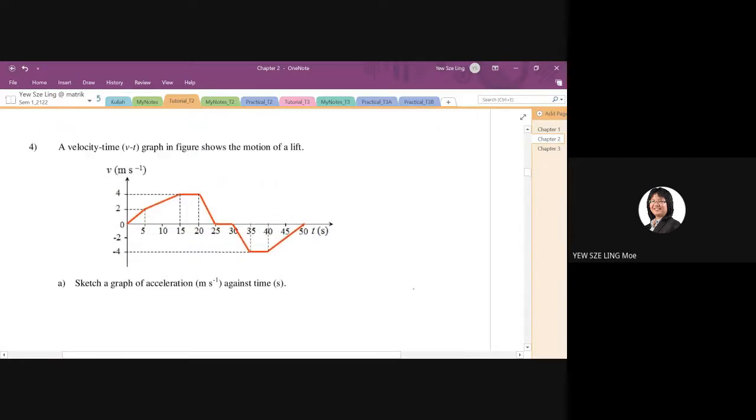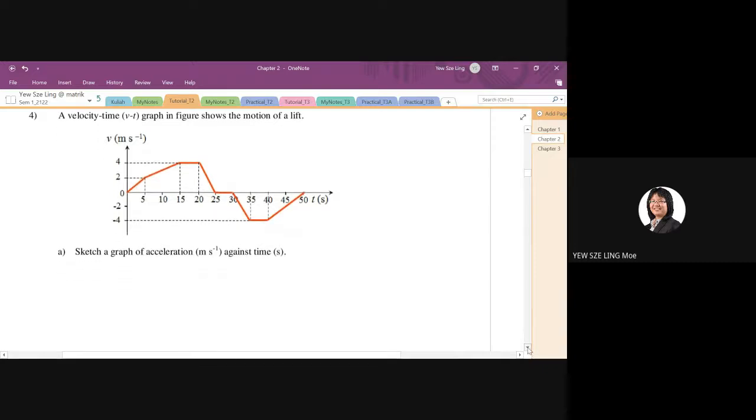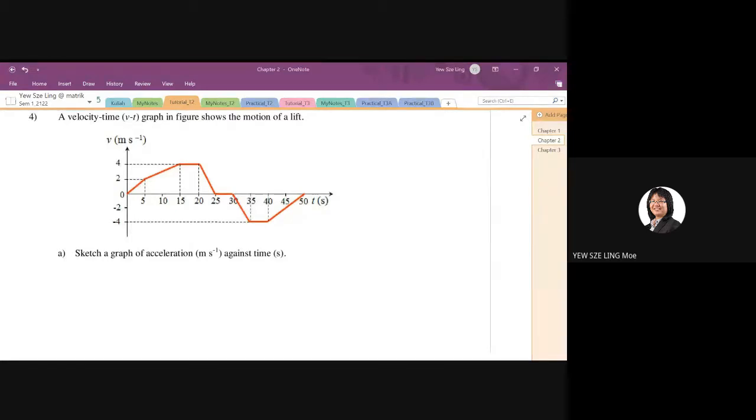Okay, so now these questions, I give you 5 minutes. I want you to try it first. How to change it from VT graph to AT graph. I want you to change it from VT to AT. So kamu cuba buat dulu. Okay, you try first.